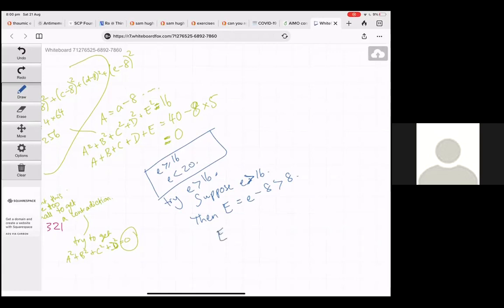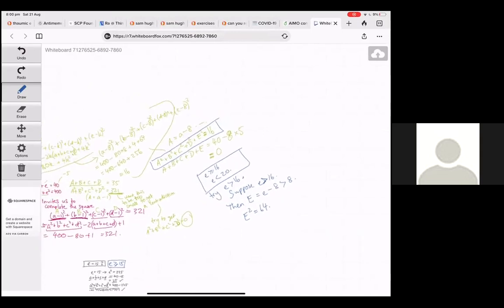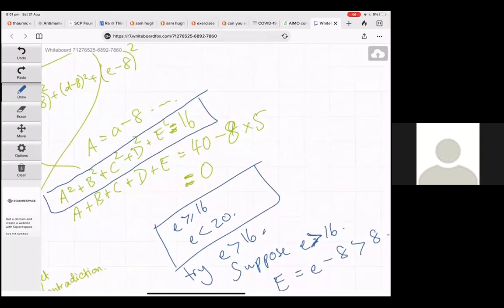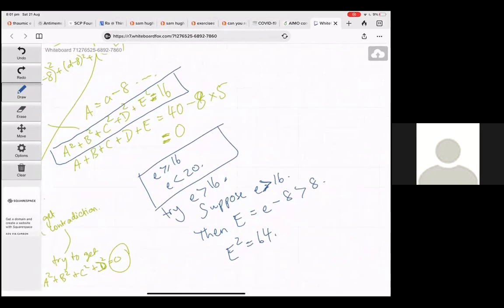So what is E squared? E squared is 64. But that's not possible, because we already saw that when we sum everything up, we only get 16. So we successfully got our problem to small enough numbers such that we could derive a contradiction. So that means that E cannot be bigger than 8.